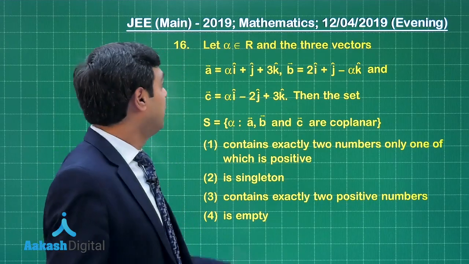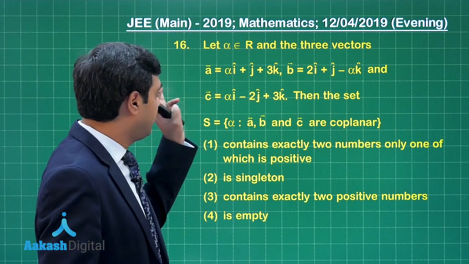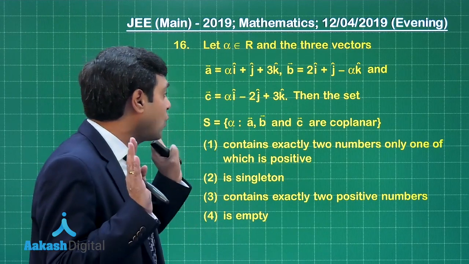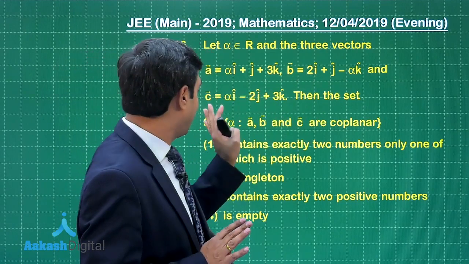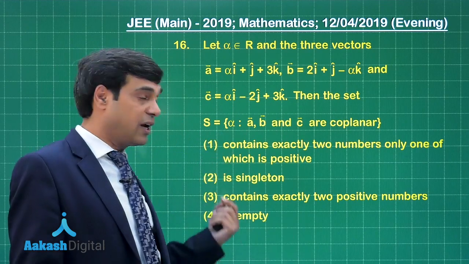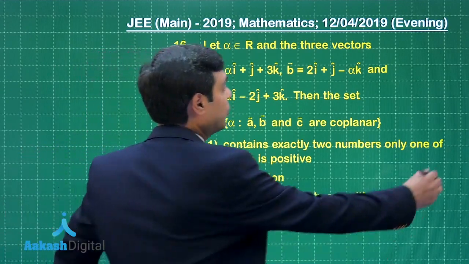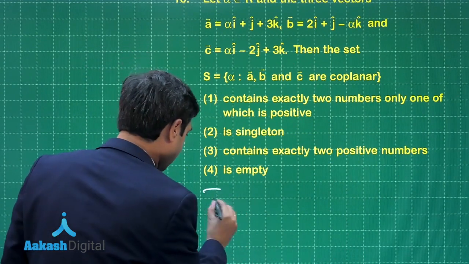Let's take the next one. Let alpha be a real number and the three vectors A vector, B vector, C vector are coplanar, right? The question is talking about three vectors and S is a set such that these are coplanar. So you have to talk about set S. Let's check if these three are coplanar, then what is the possible value for alpha.